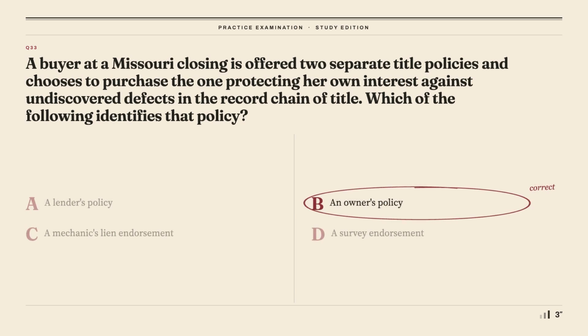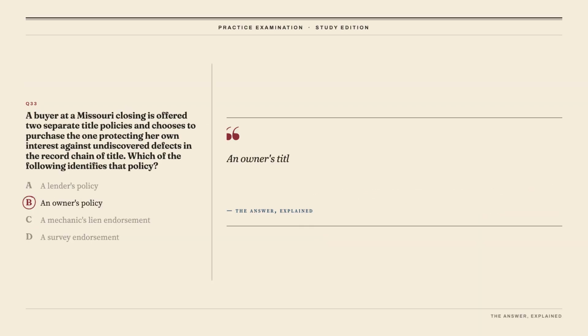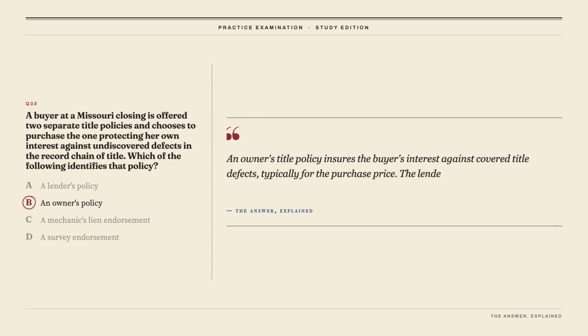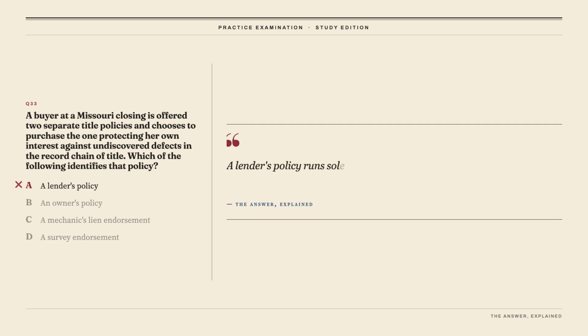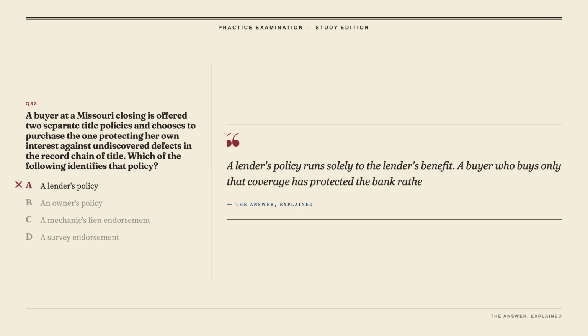The correct answer is B. An owner's policy. B is correct because an owner's title policy ensures the buyer's interest against covered title defects, typically for the purchase price. The lender's policy protects only the lender and decreases as the loan balance falls. A is wrong because a lender's policy runs solely to the lender's benefit. A buyer who buys only that coverage has protected the bank rather than her own equity.